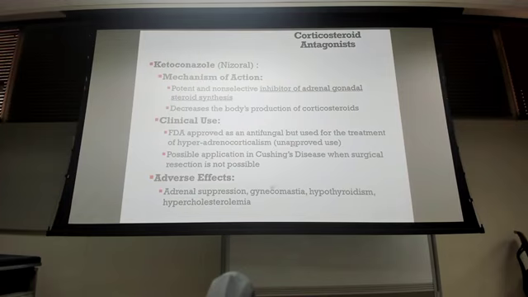Adverse effects are the same things that we saw before, and then of course the steroid application of it is adrenal suppression. You can also see gynecomastia, hypothyroidism, and an increase in cholesterol. With the hypothyroidism, if you stop your ACTH, which is what could potentially happen here, then you can decrease the thyroid production. So that's also that side effect that you see here.